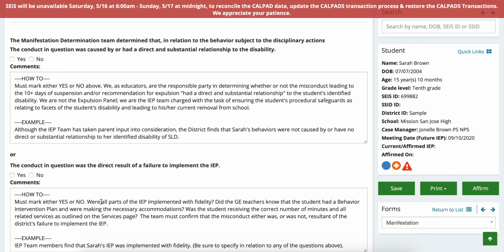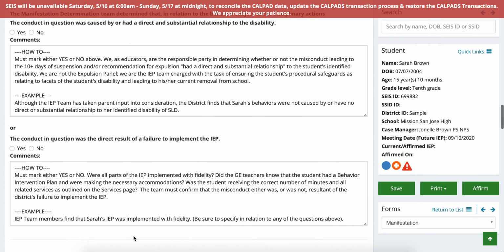The team must confirm that the misconduct either was or was not resultant of the district's failure to implement the IEP. The IEP team members find that Sarah's IEP was implemented with fidelity, and then you're going to make sure to specify specifics in relation to the questions right here, okay? So these are the two main questions.